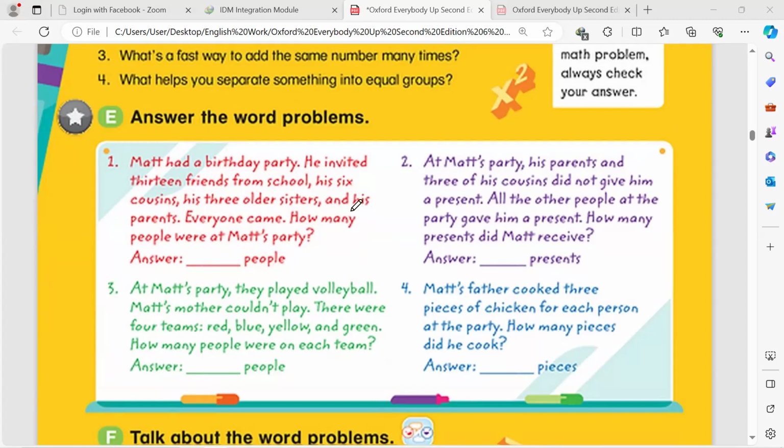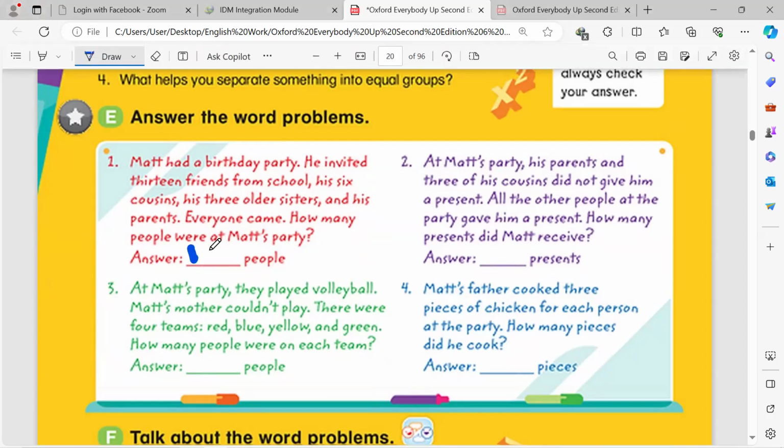So what's the answer? He invited 13 friends first, and then his 3 older sisters and his parents, or his second son. I will write it down here for you. You can write it down in your book and you can say the answer.